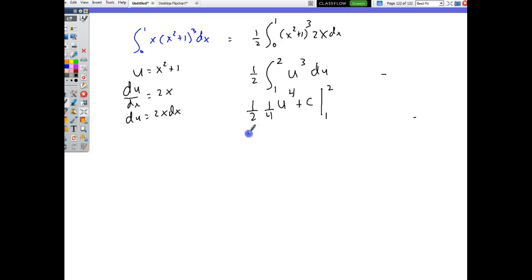All right, we'll put the 2 in there. So I get 1/8 times 2 to the 4th, minus 1/8 times 1 to the 4th. You with me? Okay, so 2 to the 4th is 2 times 2 times 2 times 2, which gives me 2 to the 4th over 8, minus 1/8. So what do I get? 15/8, or 1 and 7/8.